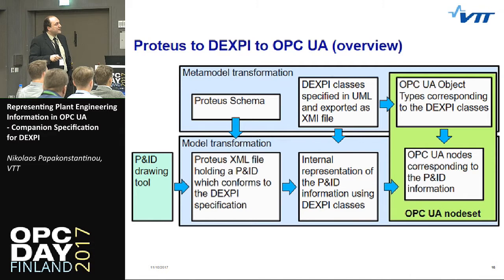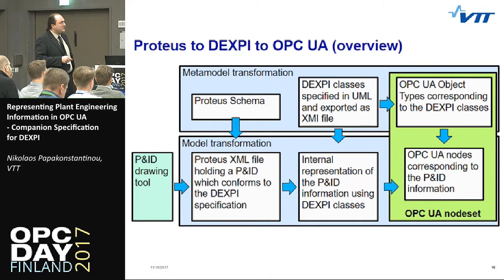And of course, the OPC UA object types are transferred from the UML representation of the DEXPI meta model. So, for example, we have a class that is called actuation valve. So we create an OPC UA object type that is actuation valve object type. And then if we see here that there are three actuation valves in the P&ID diagram, we create here 3 actuation valve objects that are then typed as actuation valve object type.